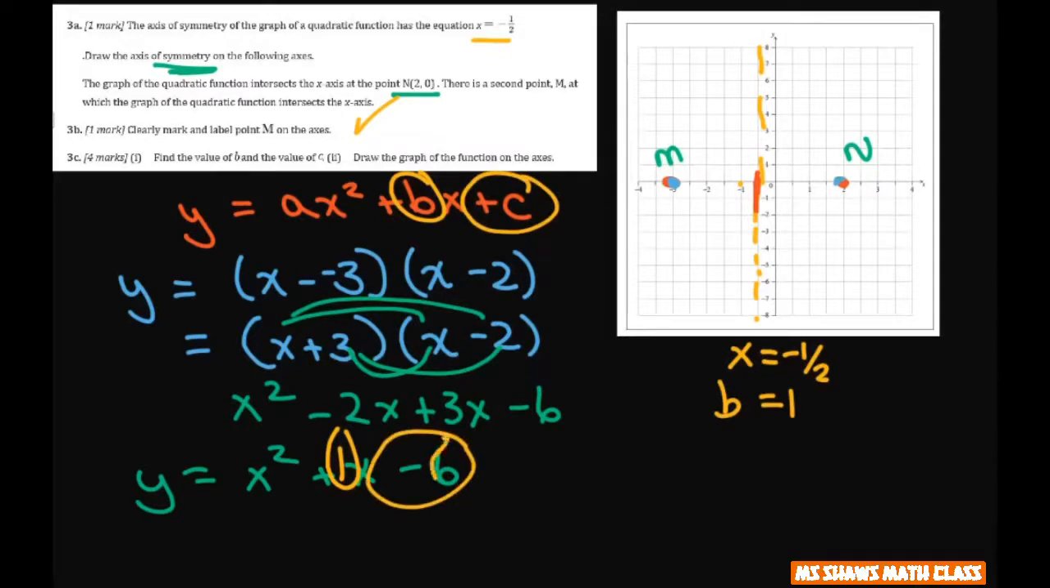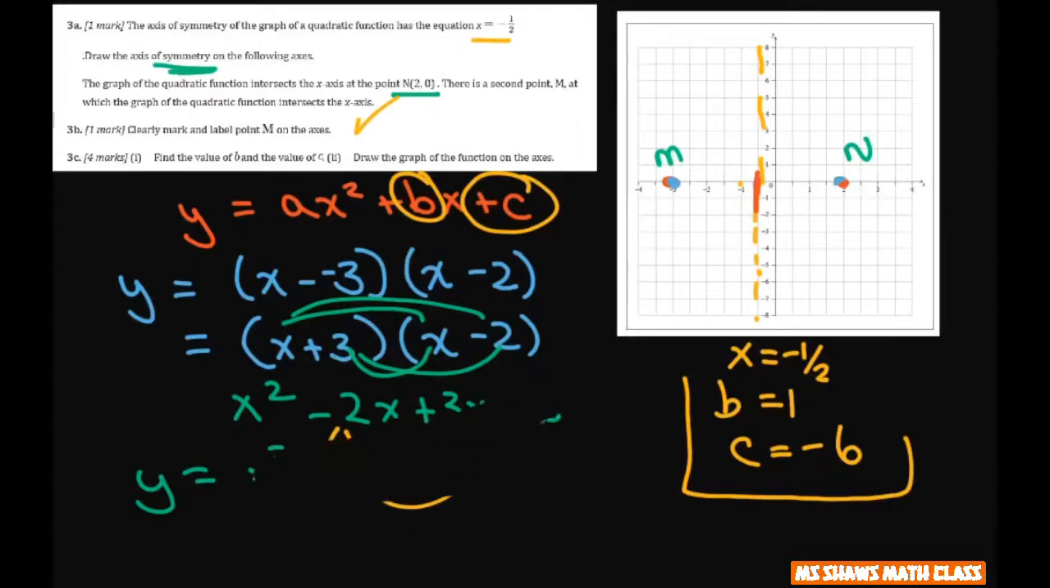That looks like a b. It's negative 6. So your c is negative 6. And that's it. Oh, it says draw the graph of the function on the axis. So to draw it, we actually need to know our vertex.